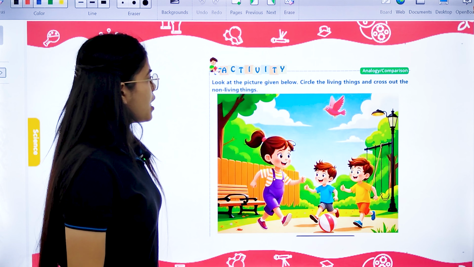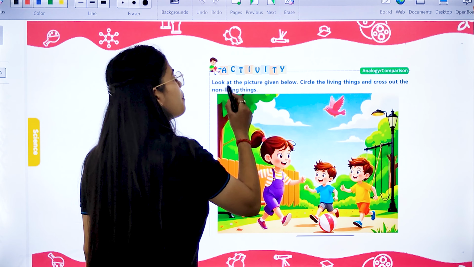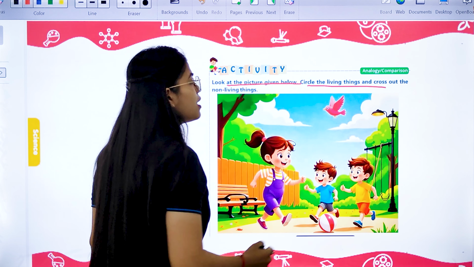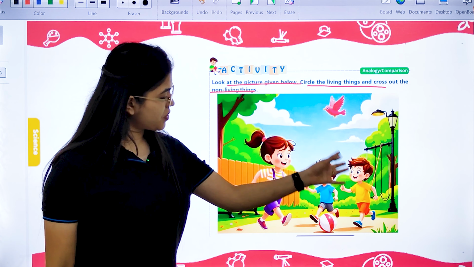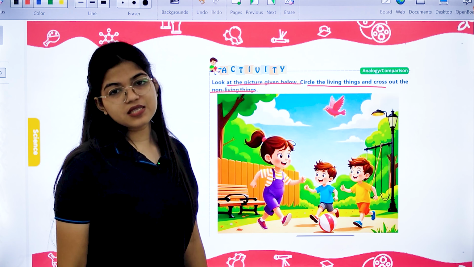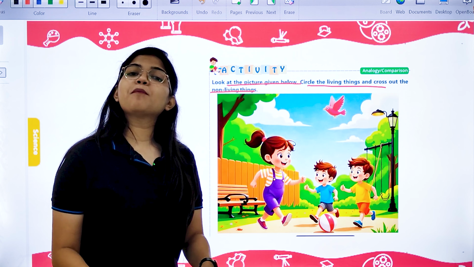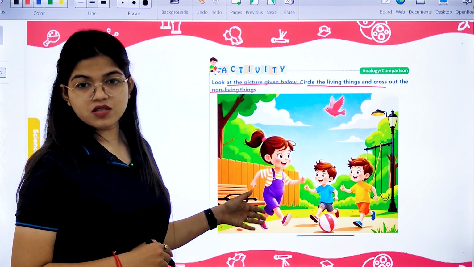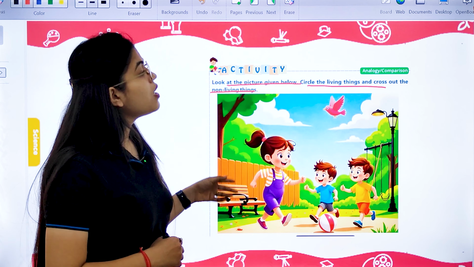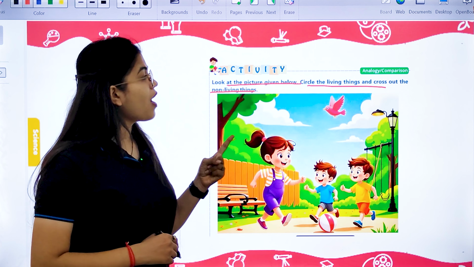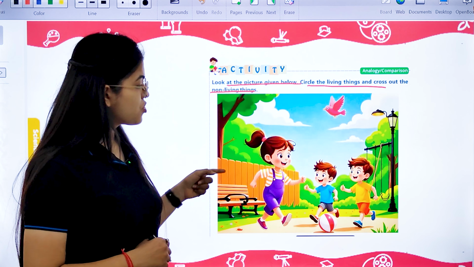Alright? Now see, again an activity to do. You have to look at the picture given below, circle the living things and cross out the non-living things. Now in this picture, they have given you certain things. You have to observe them very carefully, on the basis of the features which we have discussed. On the basis of them, you have to circle all the living things and then cross out the non-living things among all the pictures.